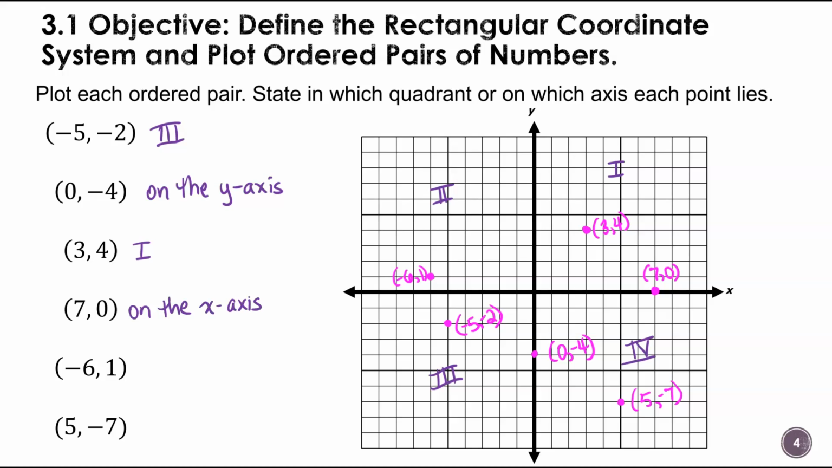7, 0 is on the x-axis. Once again, it's on the border of a quadrant, but it's not in a quadrant. -6, 1 is in quadrant 2. And then 5, -7 is in quadrant 4. So you see I had one ordered pair in each quadrant. I had one on the x-axis and I also had one on the y-axis. And that's it for that part.